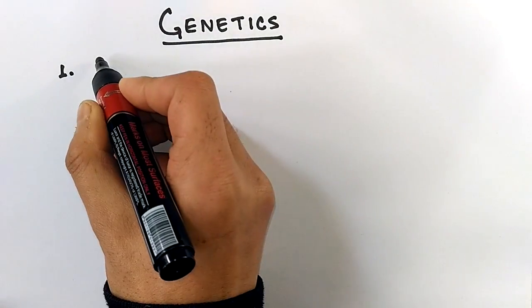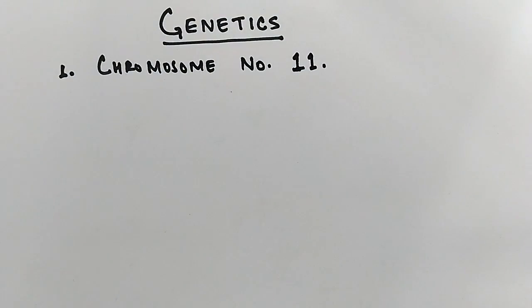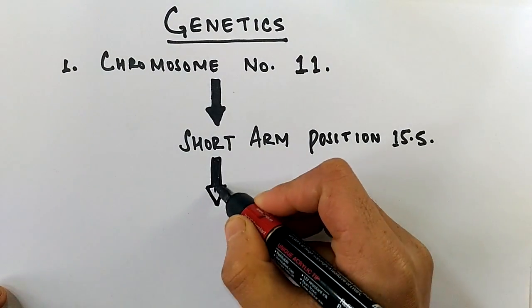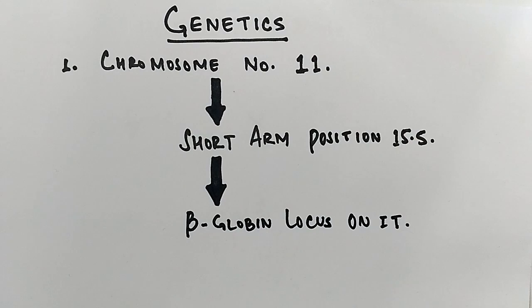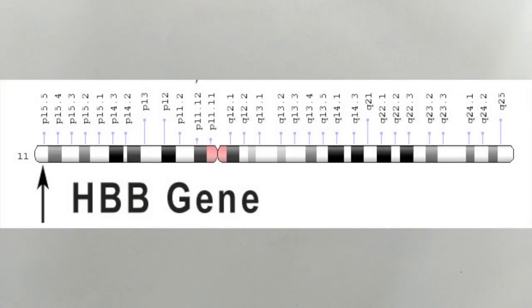The HBB gene, which is responsible for sickle cell anemia, is present on chromosome number 11 on its short arm, at the position of 15.5. It has a beta globin locus on it, which produces HBB protein. Here in this diagram, you can see the position of the HBB gene.